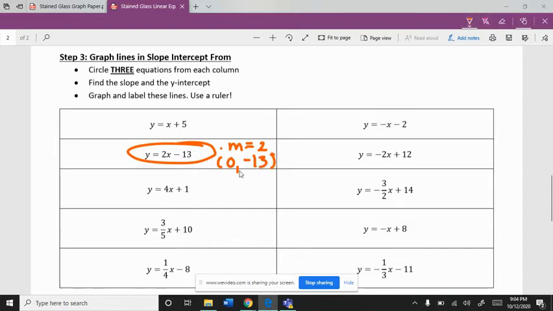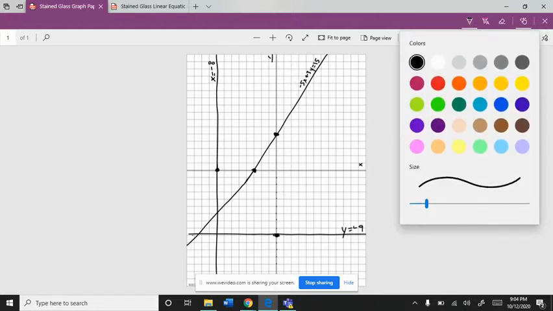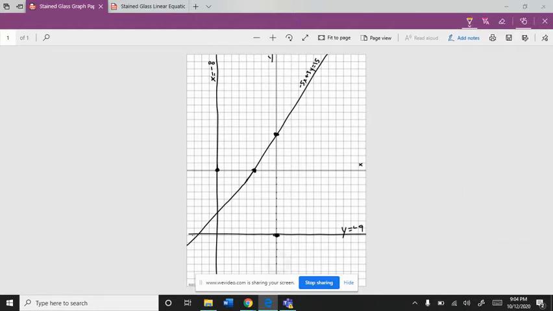Okay, so let's do that. So we're going to put a dot at 0, -13, and then count out a slope of 2. So on your graph, you're going to go down on the y-axis, remember that's the vertical axis, count down to 13. So 1, 2, 3, 4, 5, 6, 7, 8, 9, 10, 11, 12, 13. So I'm going to put my dot at -13. That is my y-intercept, a darker color there.